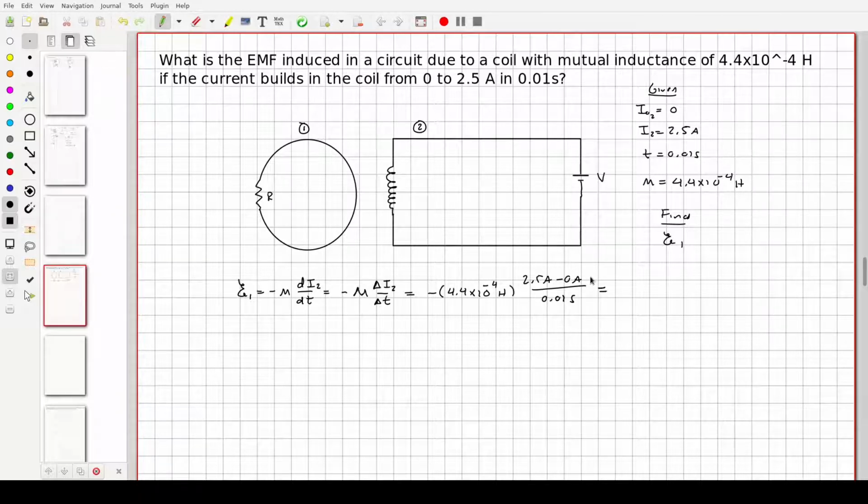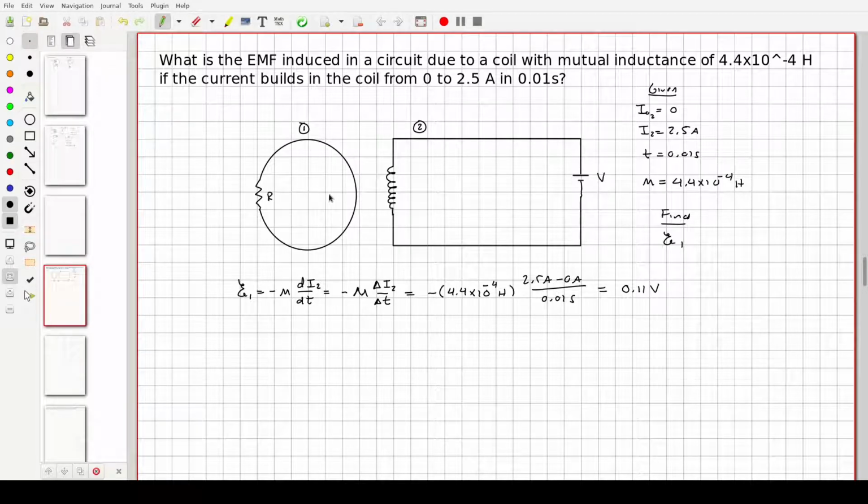So how much EMF is induced here? Let's do the math. 4.4 times 10 to the minus 4th times 2.5 divided by 0.01. So 0.11 volts approximately. And there's a minus sign here reminding us once again about Lenz's law, which as stated we really don't have to worry so much about, since we just turned this thing on and we're letting it build in here.